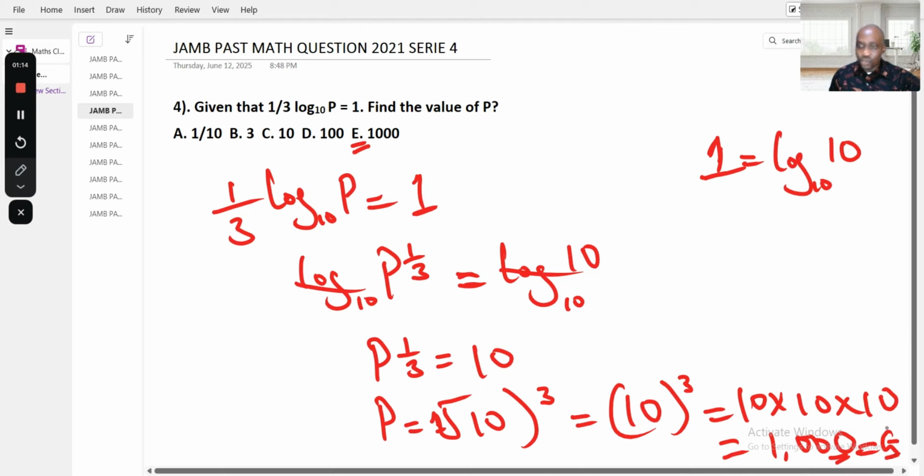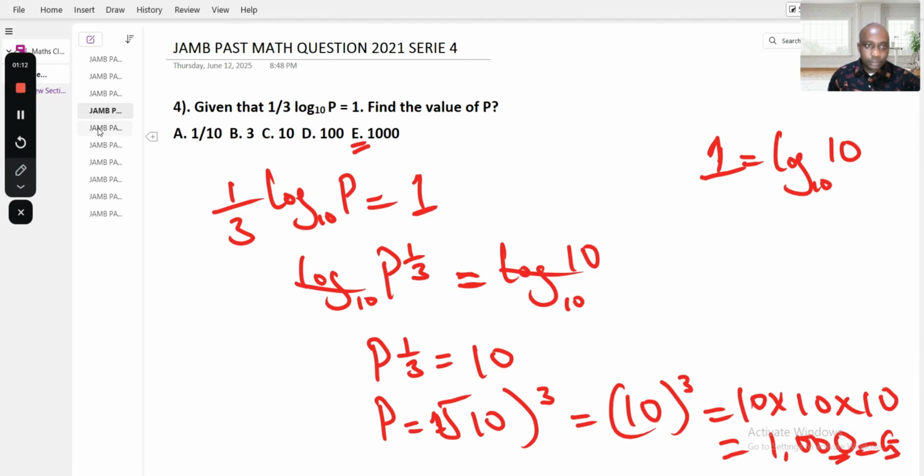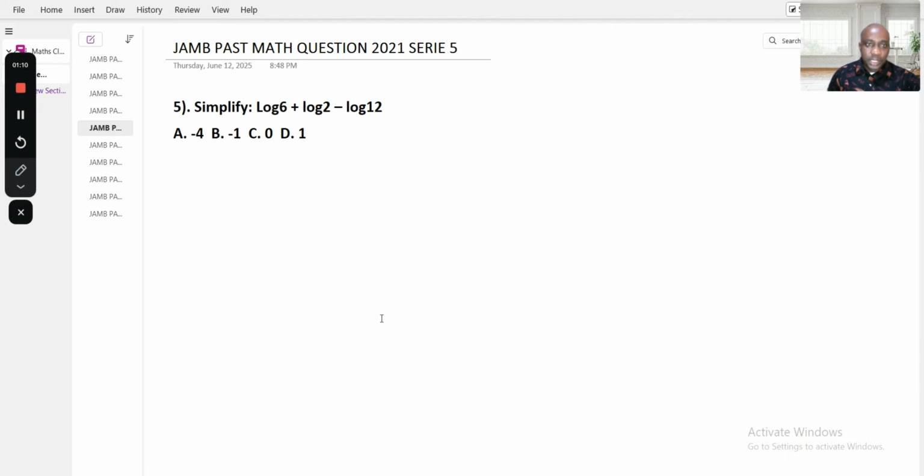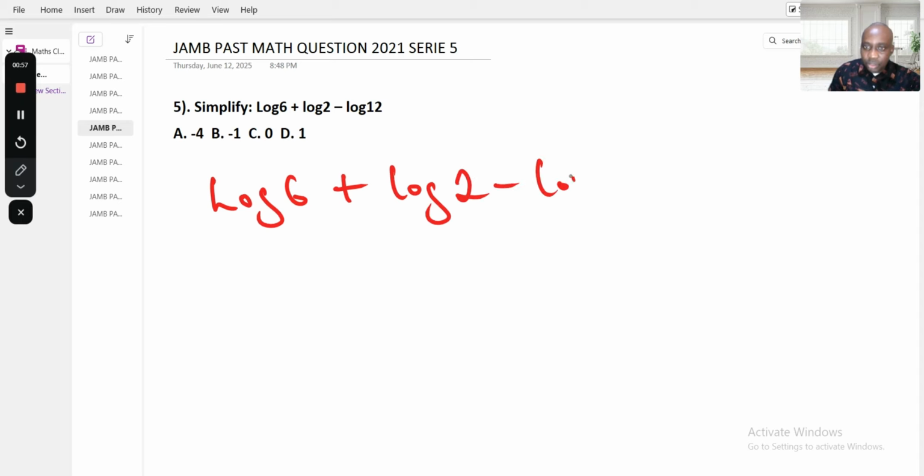Let's move to the next question. Simplify log 6 plus log 2 minus log 12. Let me write out the question. Log 6 plus log 2 minus log 12. Anything in the log, wherever you see plus, it means multiplication. Wherever you see minus, it means division. That's the rule of log.